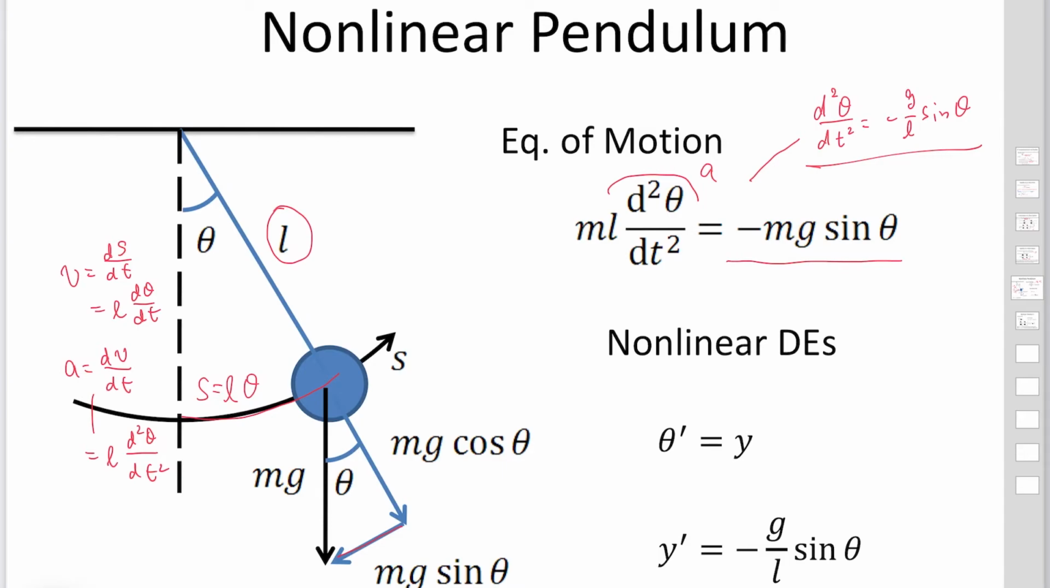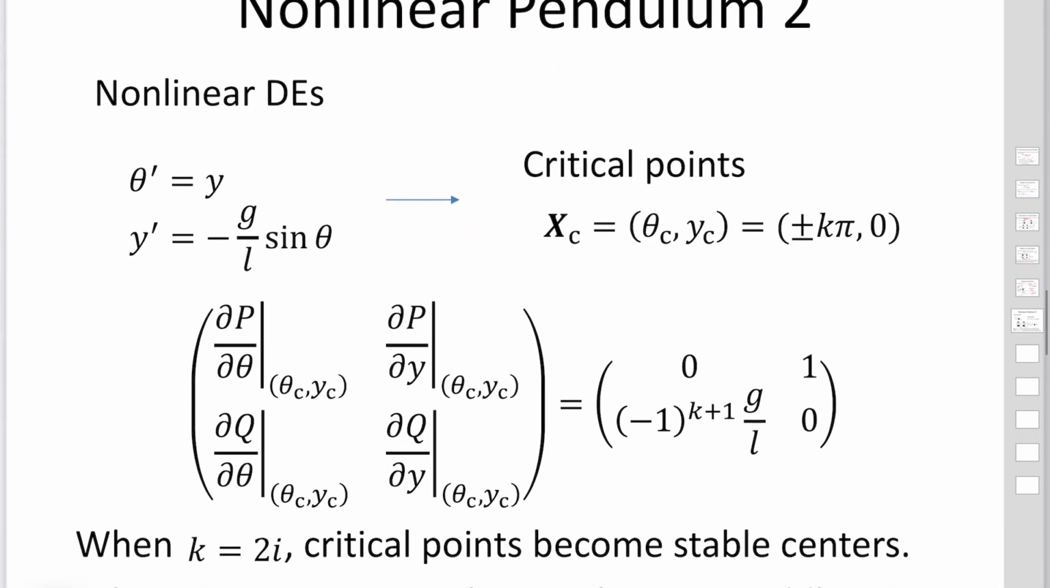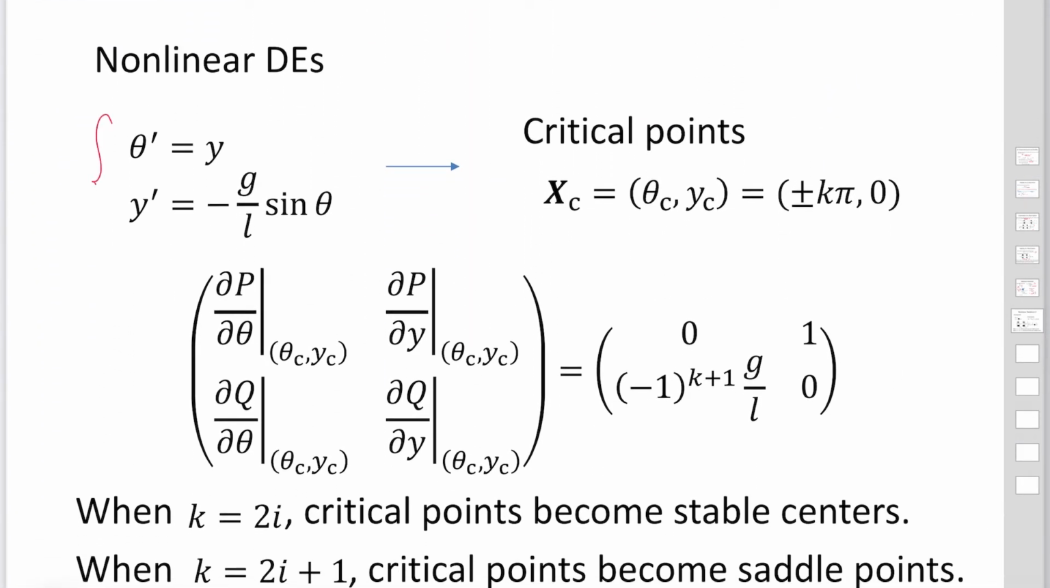So we'd like to introduce a new variable y. y is given by the first derivative of theta with respect to t. So the second derivative of theta with respect to t becomes y prime. y prime equals minus g over l sine theta. So we consider these two equations. To find the critical point, we consider that the right hand side is equal to 0.